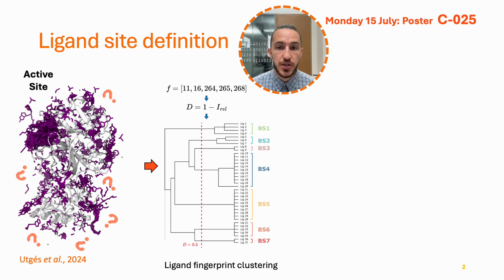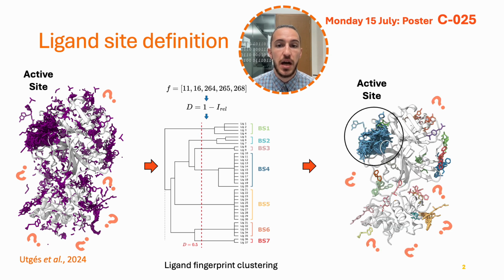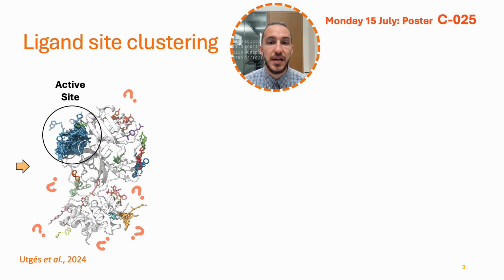We do this by clustering the ligands based on the interactions with the protein, and so all the ligands binding to the same site are colored in the same color. The binding site is defined as the residues on the protein binding to the ligands within a cluster. By leveraging the extensive amount of data on the Protein Data Bank Europe, we make use of thousands of proteins comprising tens of thousands of ligand binding sites.